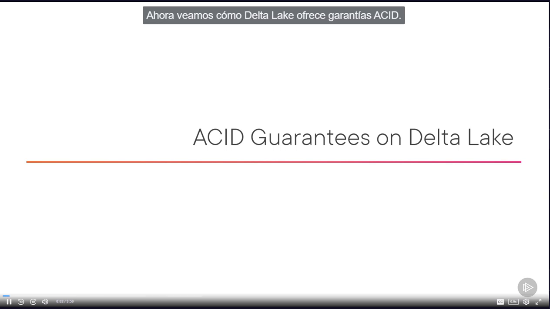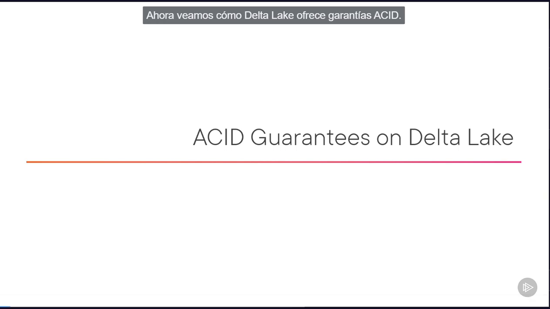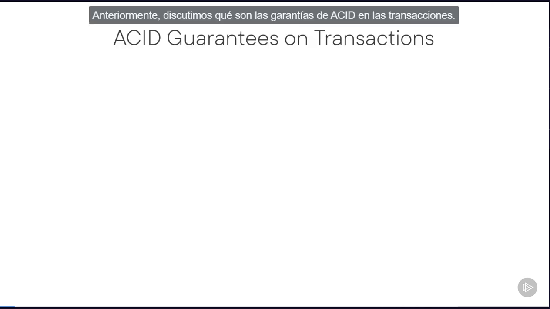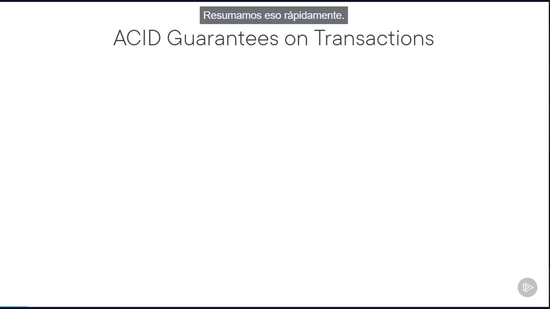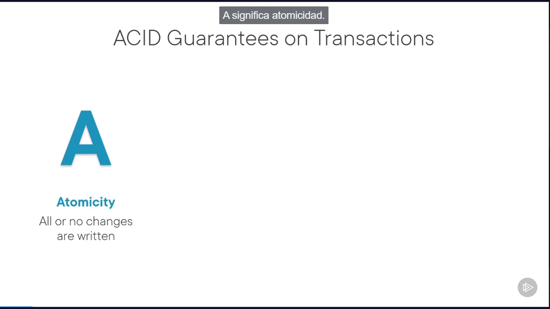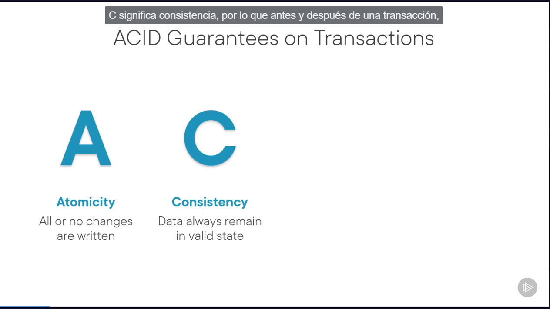Now let's see how Delta Lake provides ACID guarantees. Previously, we discussed what ACID guarantees on transactions are. Let's quickly summarize that. A stands for atomicity. This means either all changes or no changes should be written for a transaction. C stands for consistency. So before and after a transaction, data should remain in a valid state.